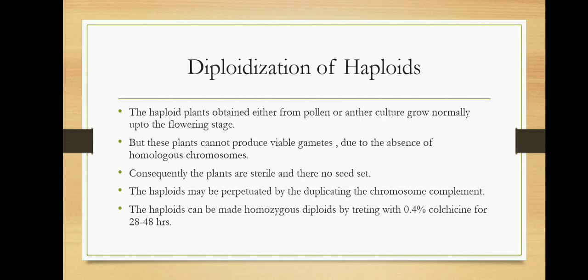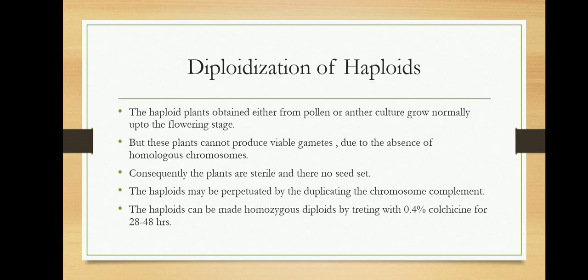The next is the diploidization of haploids. Once we get haploid plants after the culturing process, they show normal growth up to the flowering stage. But these plants cannot produce viable gametes due to the absence of homologous chromosomes, and the plants remain sterile and there is no seed set.